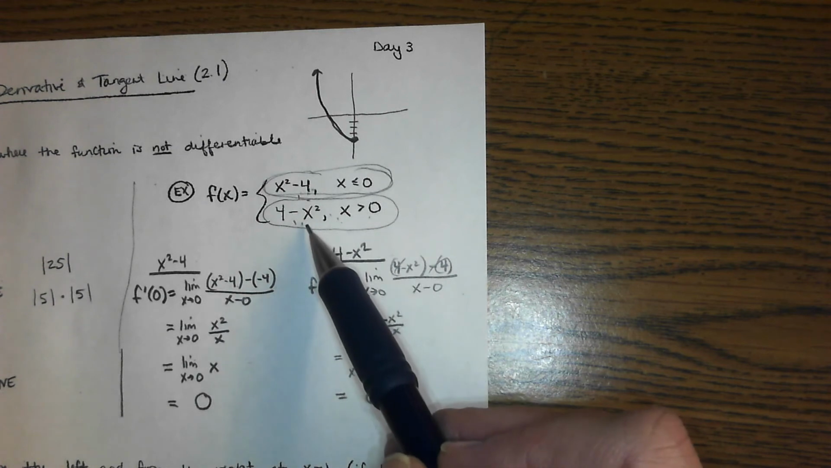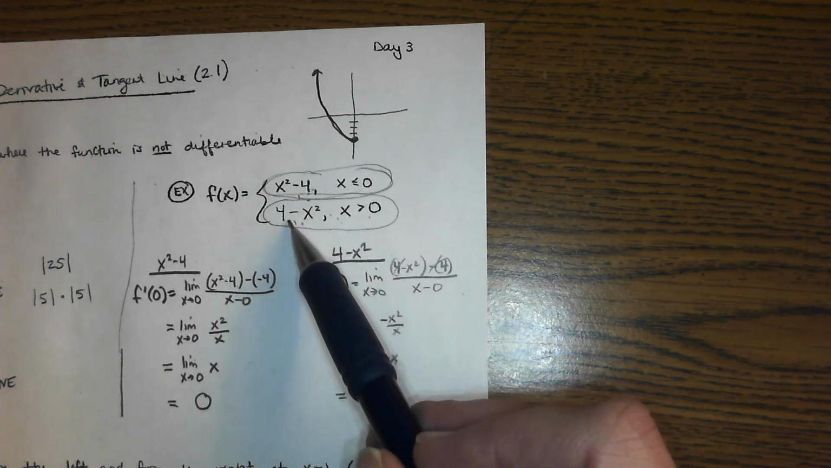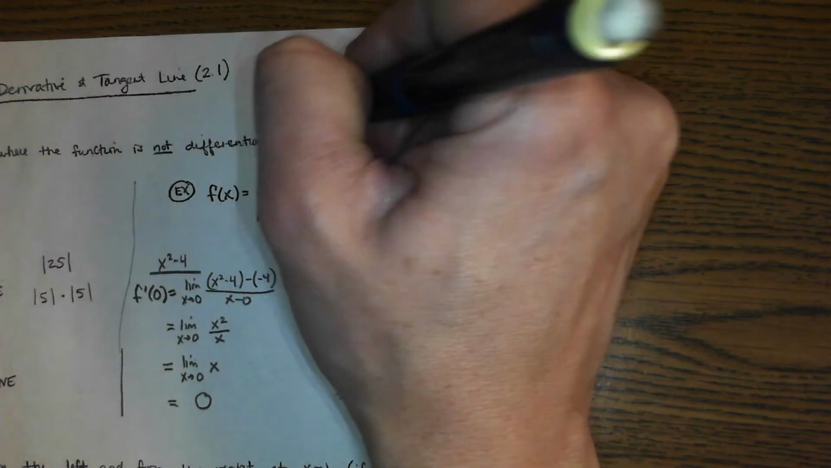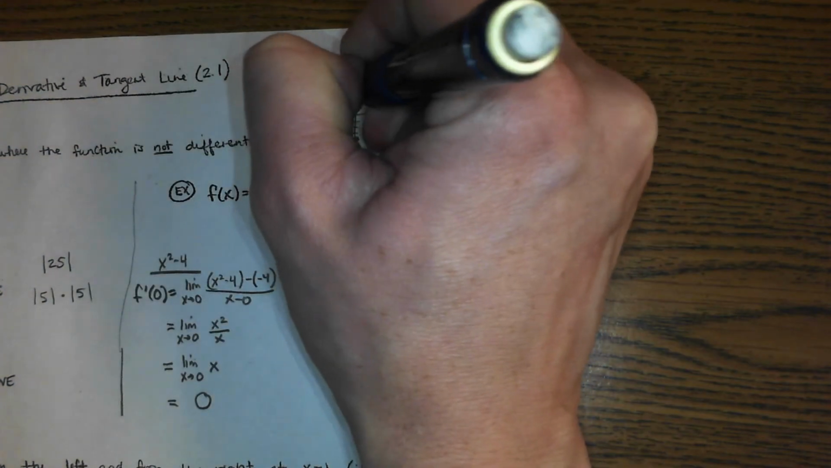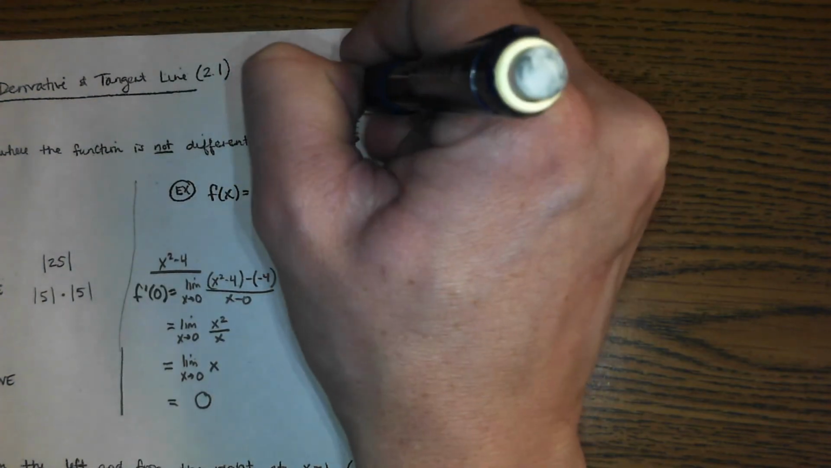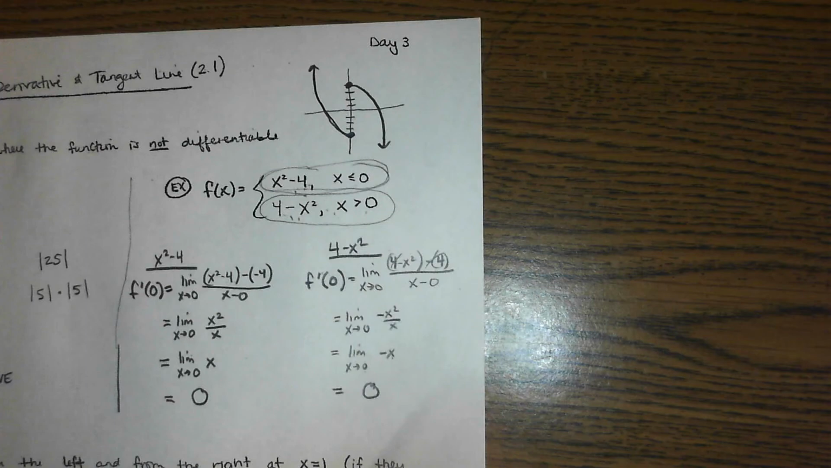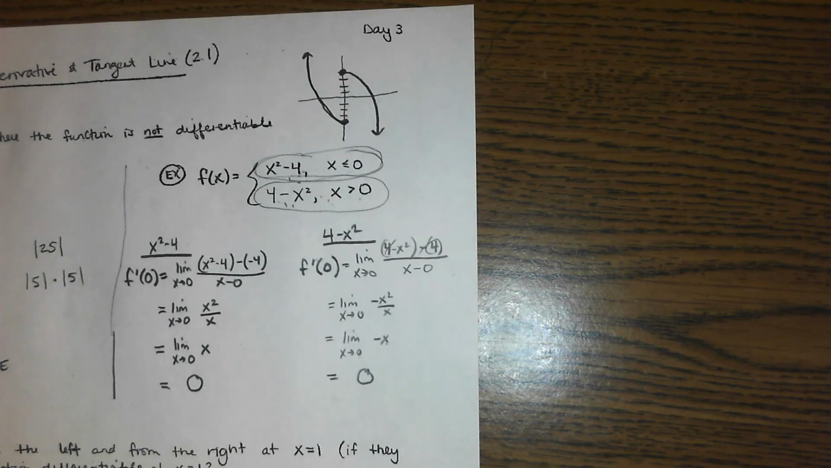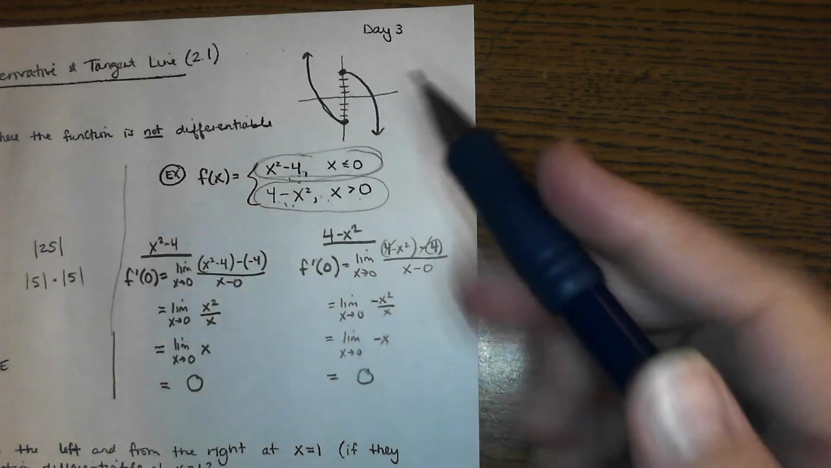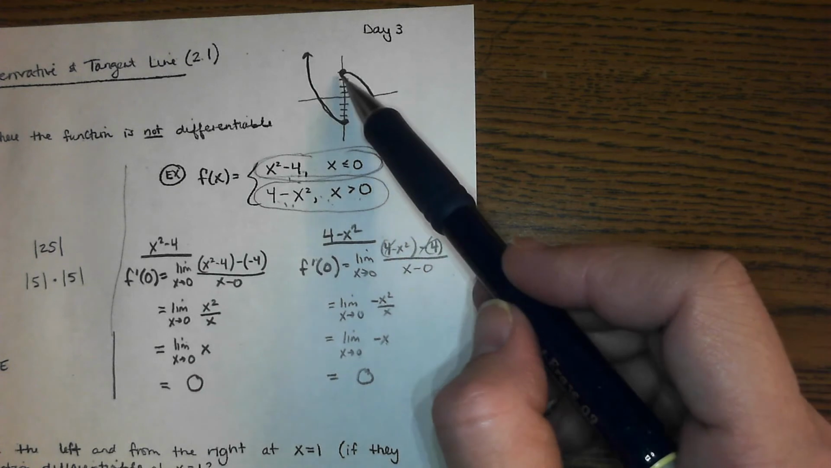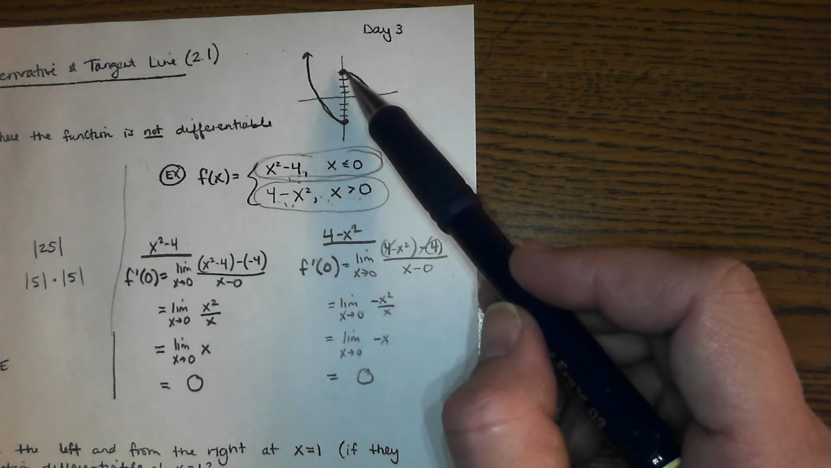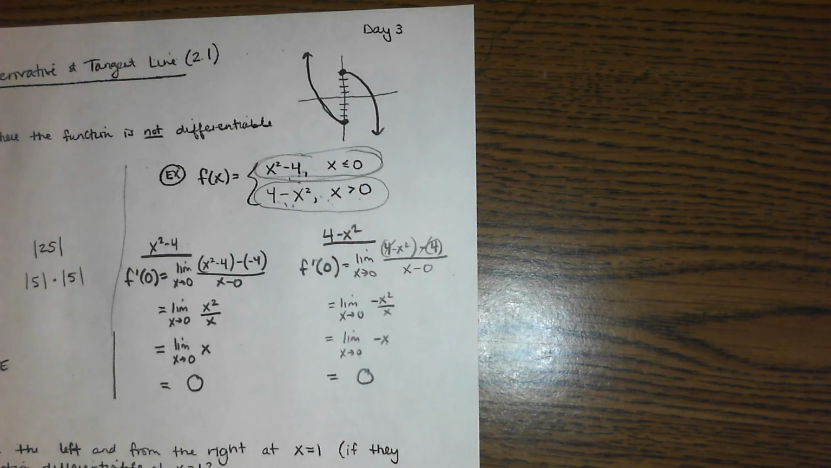The other one is a parabola that's been flipped upside down and shifted up 4. And we only want to see that side of it. And we can see that as you're coming at this point of 0 from the right, our slope is leaving off at 0 because it's cutting us off at the vertex.